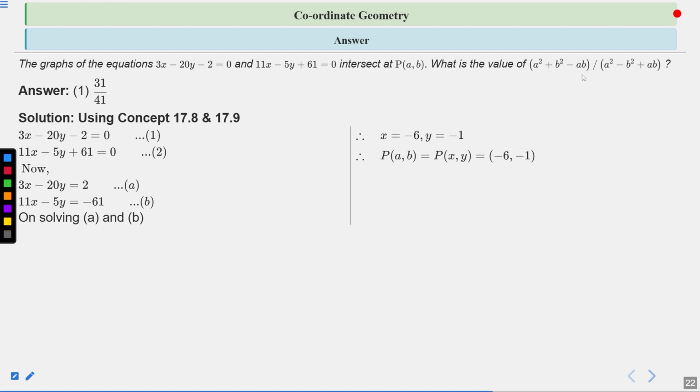So the coordinates of the intersection point P(a, b) are minus 6 comma minus 1. Now we can just put the values of a and b in the given expression. So the value of a square plus b square minus ab whole upon a square minus b square plus ab becomes 36 plus 1 minus 6 upon 36 minus 1 plus 6, which equals 31 upon 41. This is our correct answer. So the first one is the correct answer of this question. Next one.